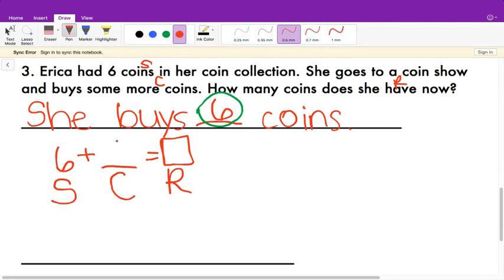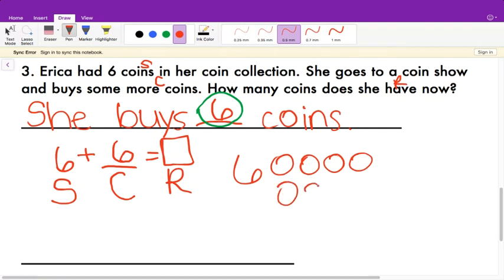Okay, so now I'm going to put that back into my equation for the change. And now I can solve it. 6 plus 6 equals box. So I can draw my picture, 6, and count on 6 more. 5, 6. So I can see 10, 11, 12 is my answer.